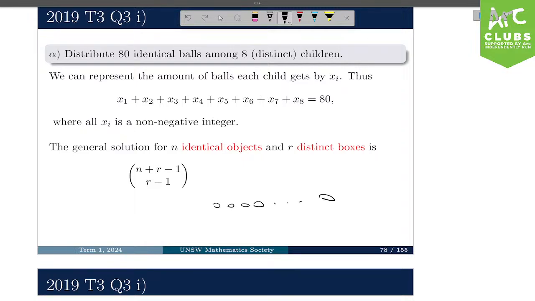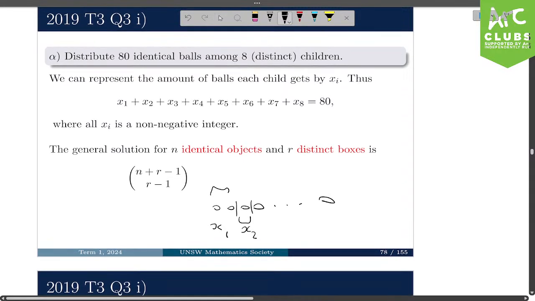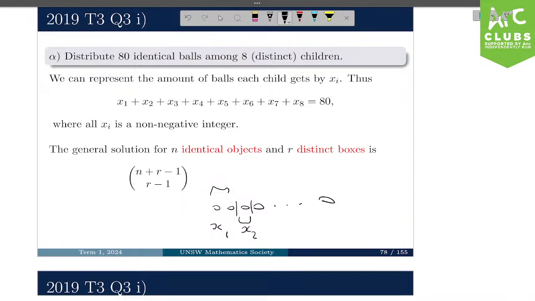For example, if you place a barrier here, it means that your child 1 owns these 2 balls. And then if you place a barrier here, it means your child 2 owns only this ball. So your barrier basically separates it into regions, and each child basically has a region assigned to them. So we note that if we have our 80 balls and we have our 8 children, we want 8 distinct regions because each region we assign to a child.